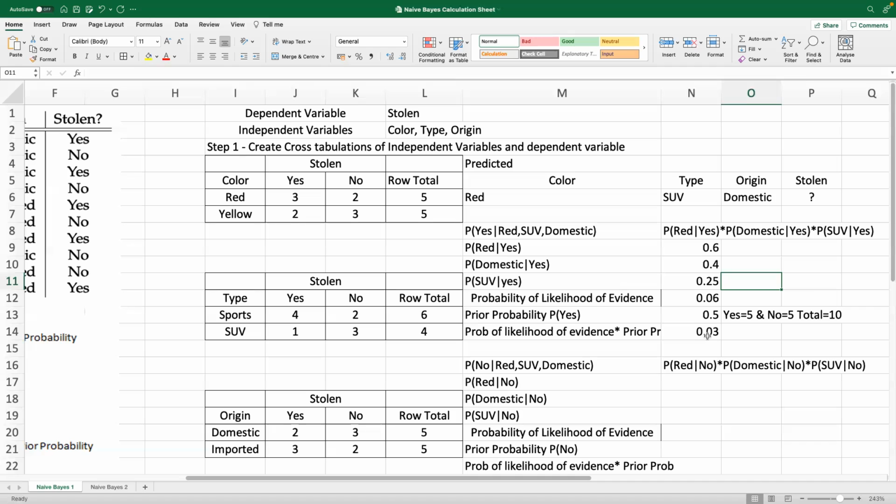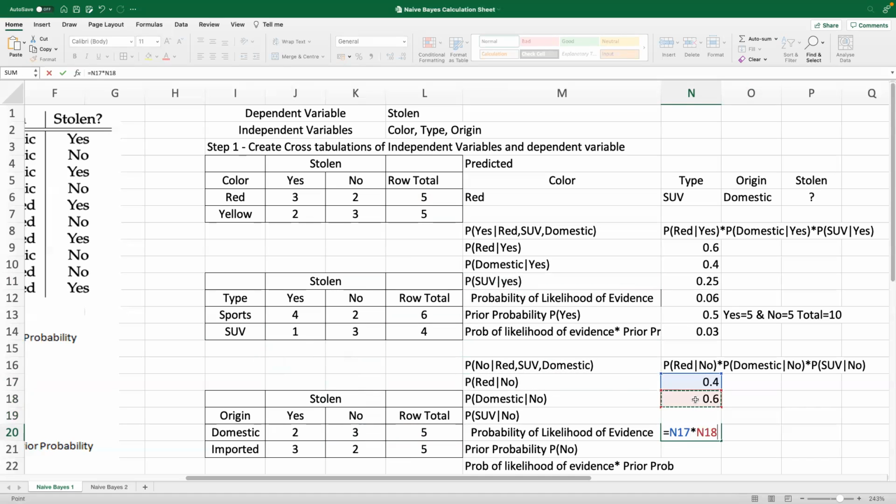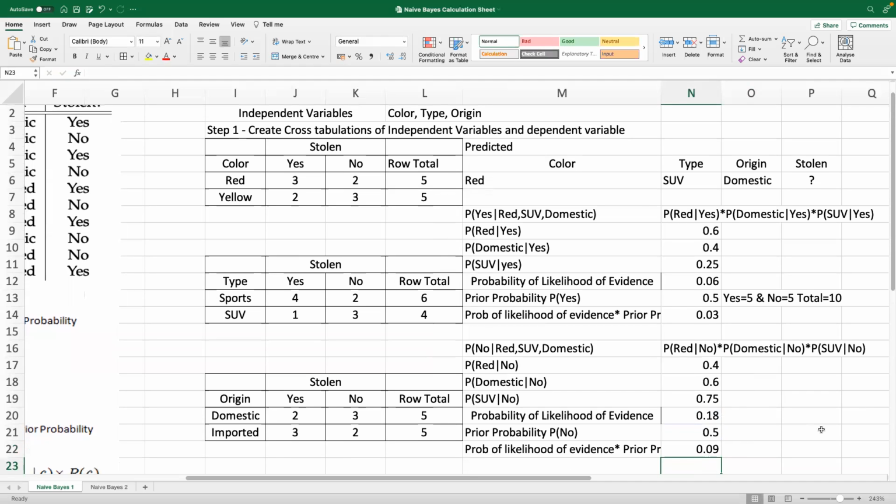Got it, all of you? You can calculate for no also. It is 2 divided by 5, 3 divided by 5, 3 divided by 4, the multiplication of all these three. The prior probability is 5 divided by 10, and the result is 0.8 into 0.21, which is 0.09.